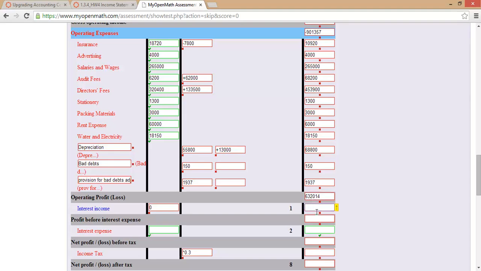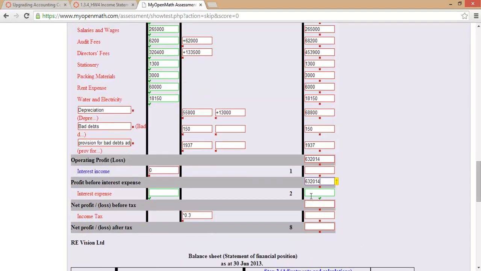Interest income was 0, so we can leave that blank. Profit before interest expense is then going to be the operating profit plus the interest income, which is going to be 632014. My interest expense as well was 0, so I can leave that blank. My net profit before tax is going to be the same amount.